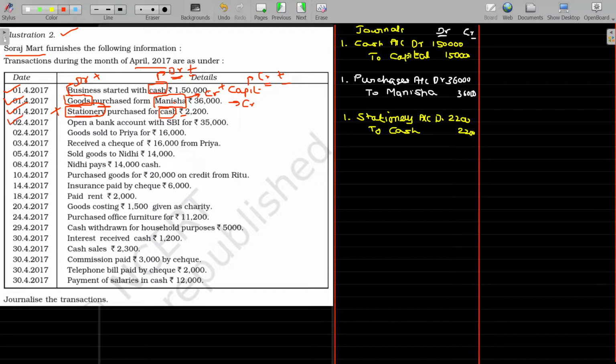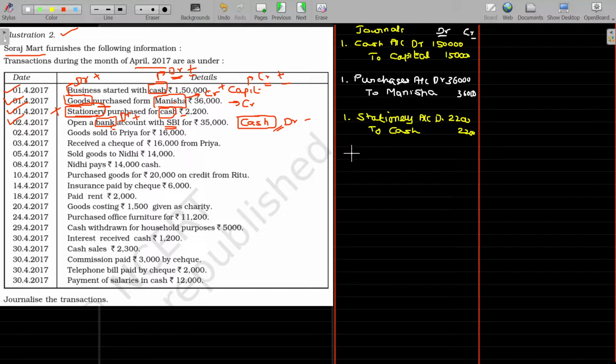Now, on 2nd April, opened a bank account with SBI, rupees 35,000. So bank is one account, and for that the payment is made. I assume that the payment is from the cash box, also an asset. So cash is also an asset, debit balance. Bank is also an asset, debit balance. Because of opening the bank account, bank account will increase, so debit it. Cash balance will decrease. To decrease this, what do we have to do? A debit balance is decreased by crediting it. So cash account should be credited and bank account should be debited.